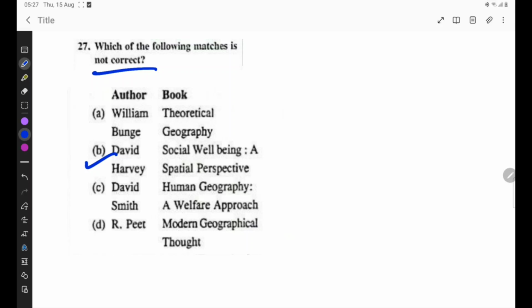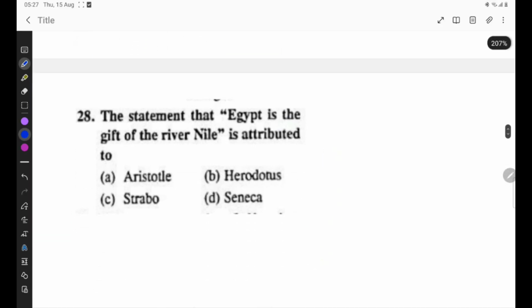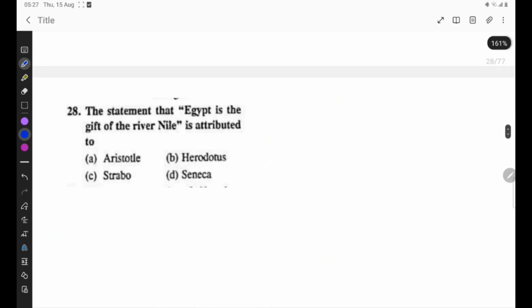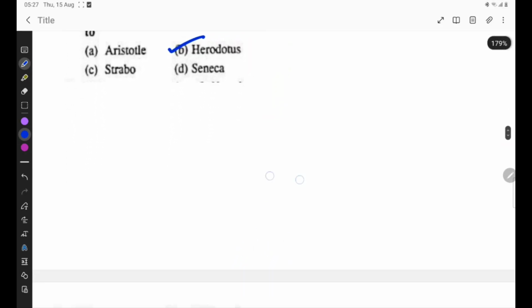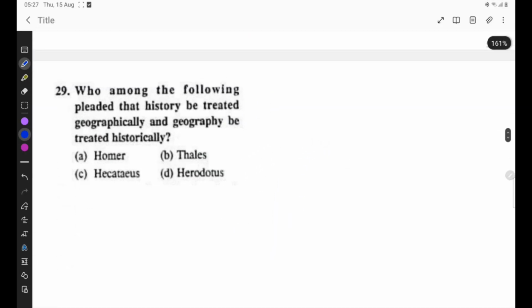And the rest are correct. Next question says, the statement that Egypt is the gift of the Nile is attributed to Aristotle, Herodotus, Strabo, or Seneca. The answer is Herodotus. Then, who among the following pleaded that history be treated geographically and geography be treated historically? Again, Herodotus.